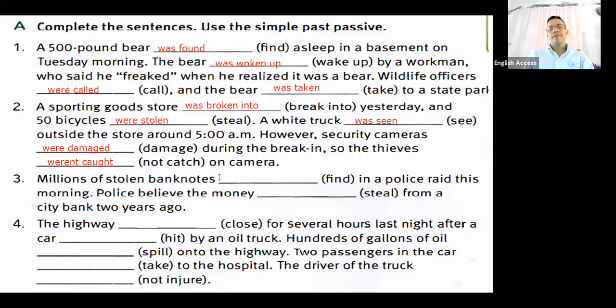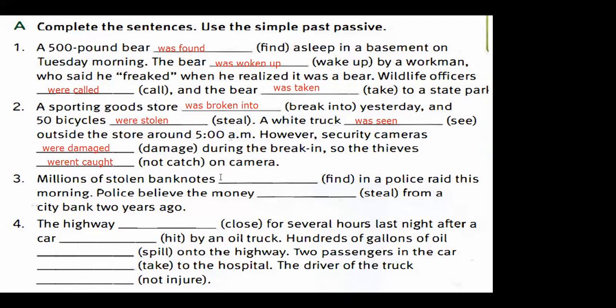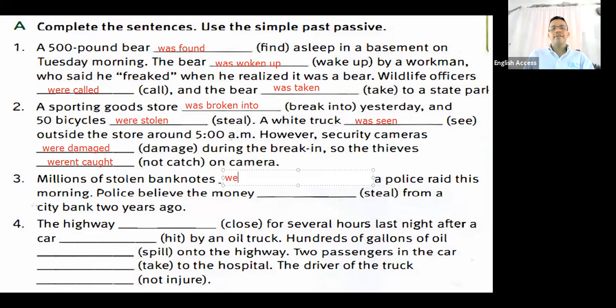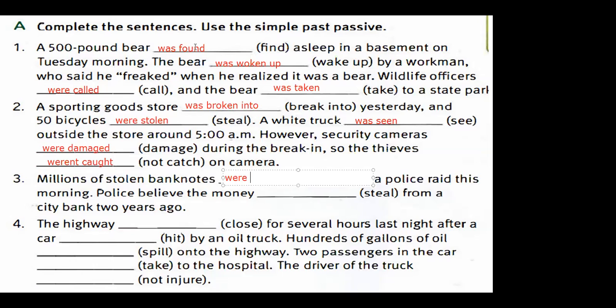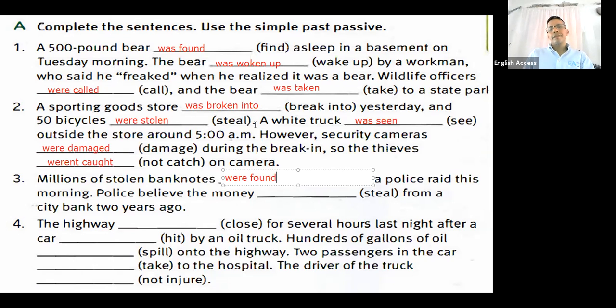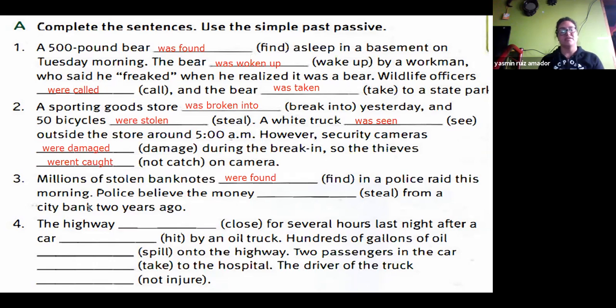Was or where? Where? Okay, excellent. What's the past participle of find? The past participle of find is found. Found. Yes, found, not found. Millions of stolen banknotes were found in a police raid this morning.